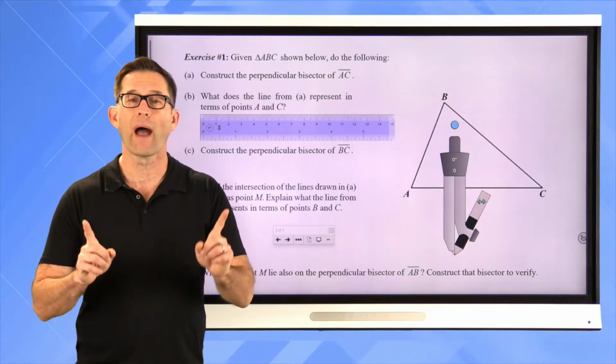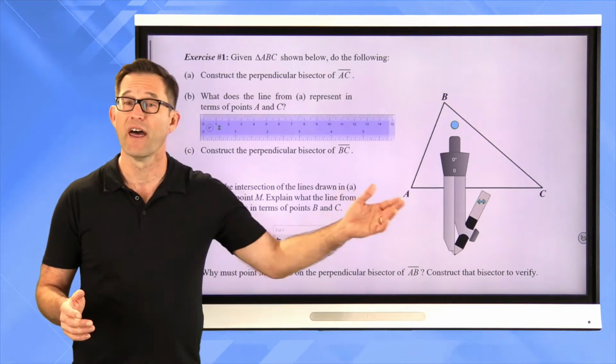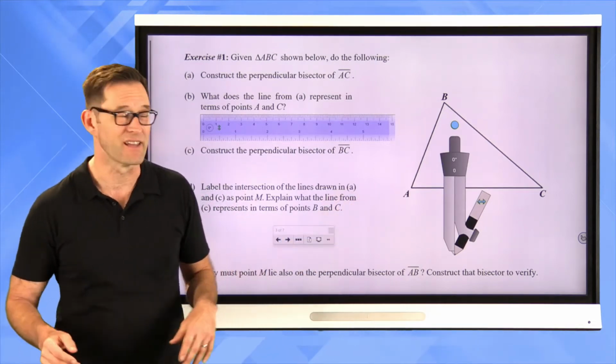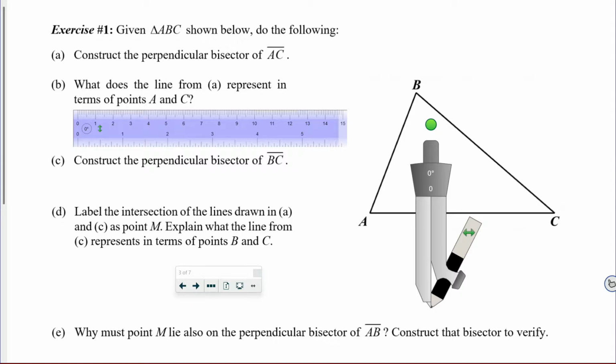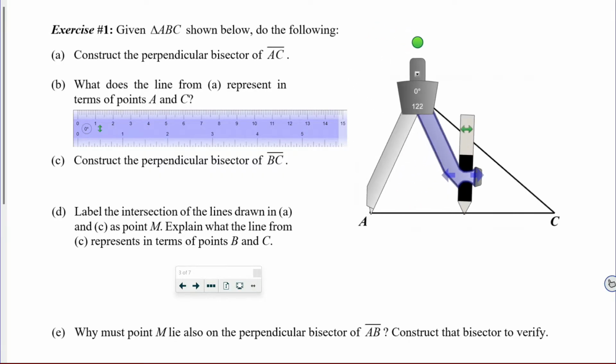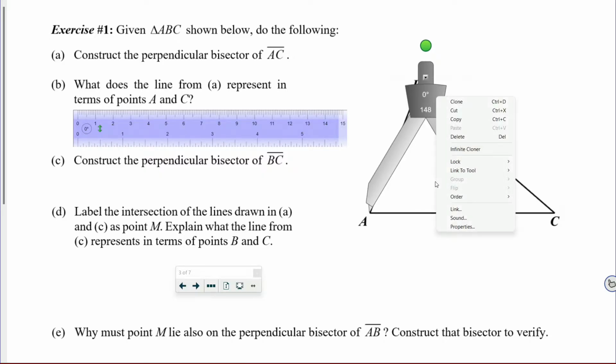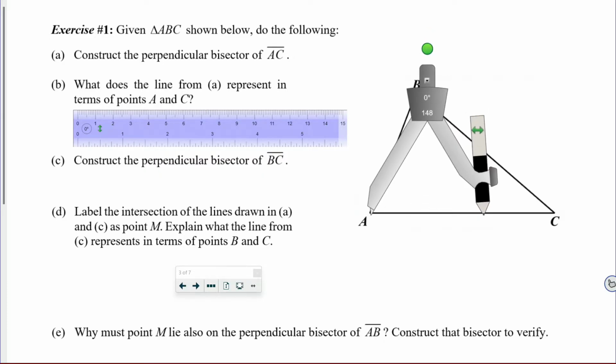So let's review how you construct the perpendicular bisector of any line segment. And of course, we'll start with line segment AC. Here we go. All right, so the first thing I'm going to do is take my compass and put the sharp point at either A or C. In this case, I'm going to put it at A. And then I'm going to set the radius of my compass to be longer than half of the length of AC. All right, it has to be more than half the length. And I really want the point right on A. All right, that's good enough.